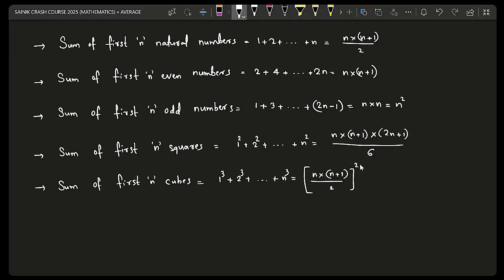So the sum of the first n numbers is n into n plus 1 by 2. Sum of the first n even numbers is n into n plus 1. Sum of the first n odd numbers is n square. Sum of the first n squares is n into n plus 1 into 2n plus 1, whole divided by 6. And the sum of the first n cubes is n into n plus 1 by 2, whole square. So let's solve some questions and continue the average chapter.